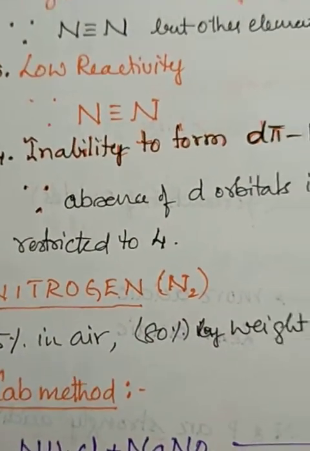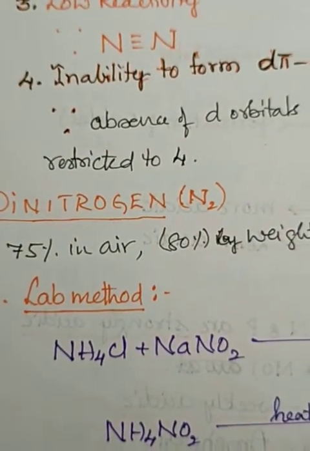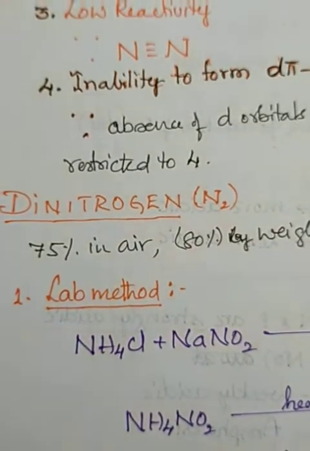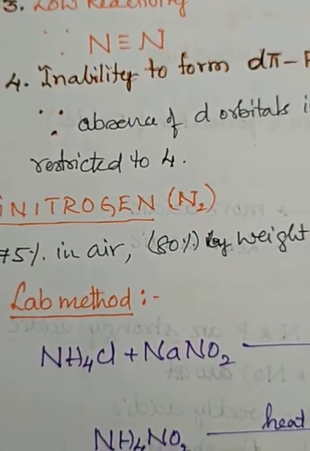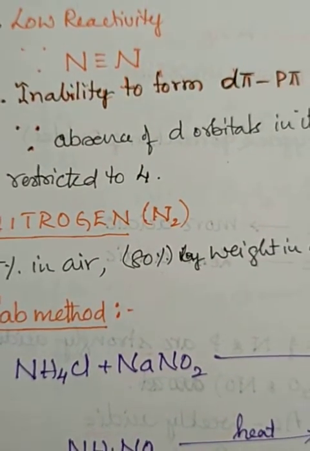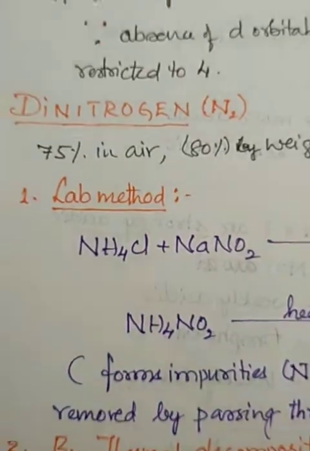Now I come to today's last content: dinitrogen. We are going to prepare dinitrogen and learn something about it. Dinitrogen is two molecules of nitrogen. It is present in the atmosphere, in air, at about 80% by weight. How do we prepare this dinitrogen?